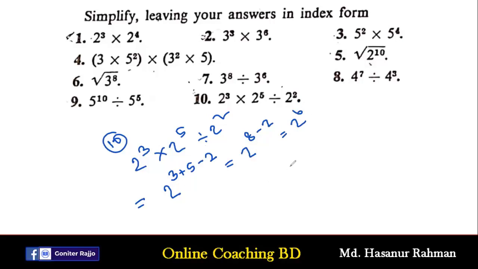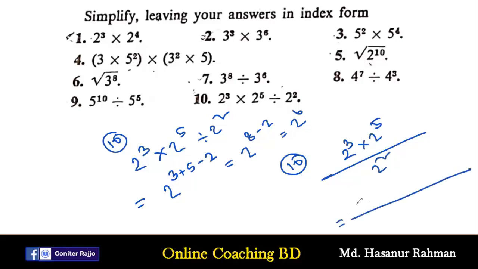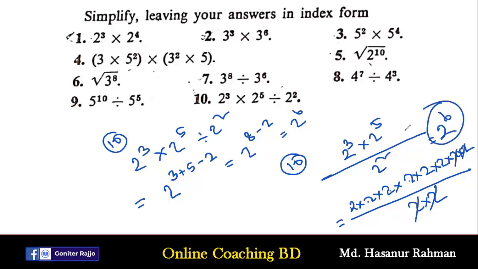And we can also solve this problem in this way too. Suppose 2 cube multiplied by 2 to the power 5 divided by 2 square. So what does 2 cube mean? 2 cube means 2 will be multiplied 3 times. What does 2 to the power 5 mean? 2 will be multiplied 5 times. So I'm just multiplying. And 2 square means 2 will be multiplied 2 times. So we are dividing 2 and 2. So how many 2 are there? 1, 2, 3, 4, 5, 6. That means the answer will be 2 to the power 6. So we can solve the problems in this way.